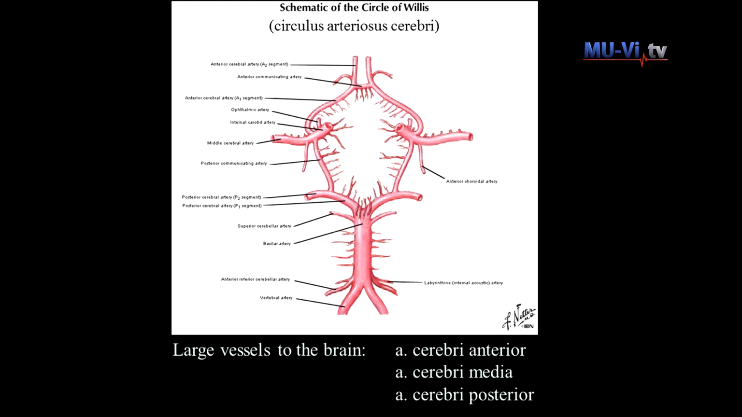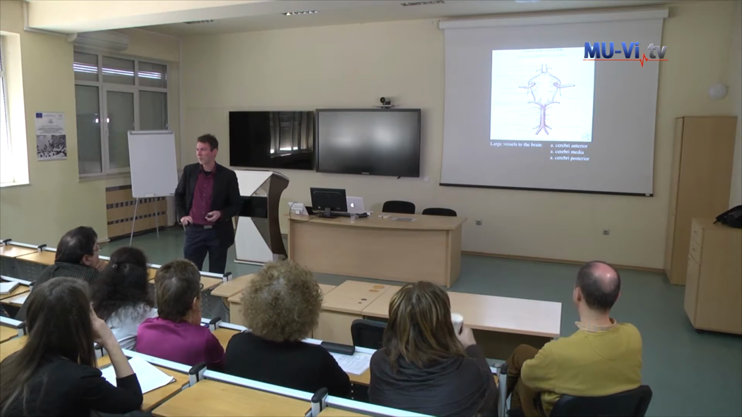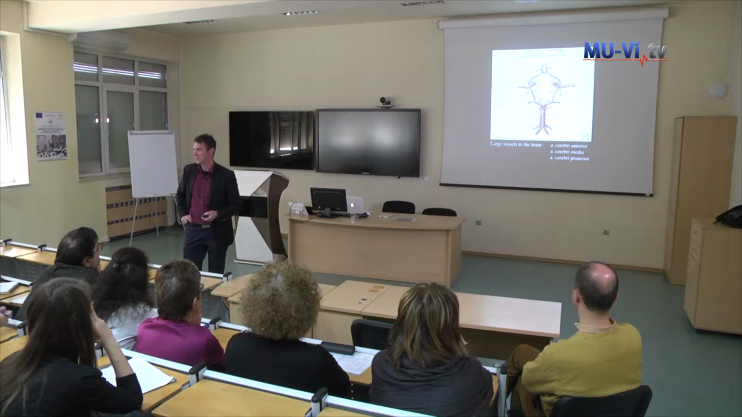And that's quite interesting because we have this anastomosis, it may compensate for problems. If one of the supplying arteries tends to form a stenosis, there may be some compensation. And that's an important thing. So this circle of Willis may help us to prevent ischemia.